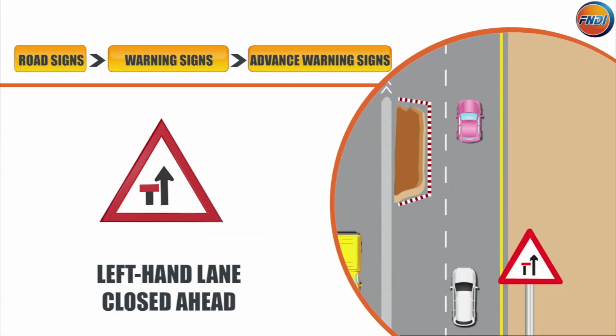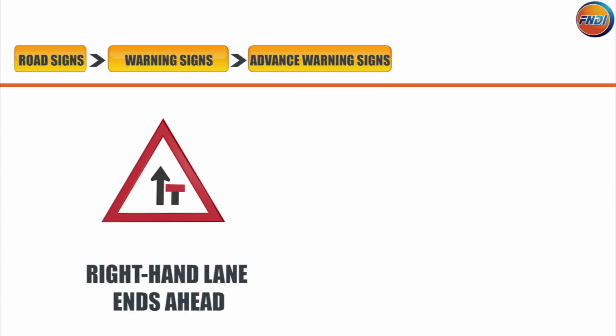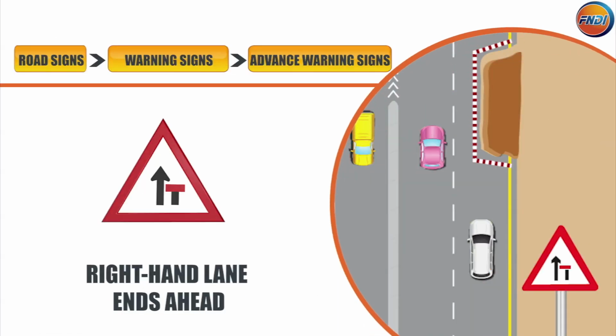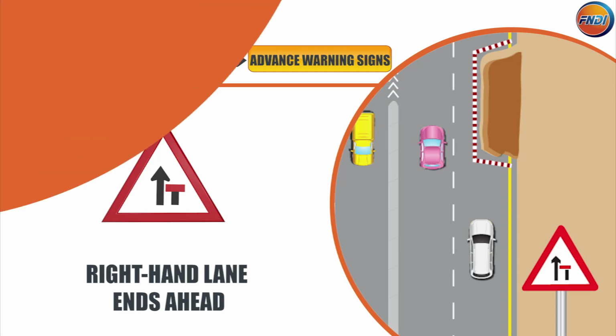Left lane closed ahead. This sign warns that the left lane is closed ahead. If motorists are on the left lane, they should move to the right lane. But if they are already in the right lane, then they should be careful of the vehicles joining in their lane from the left. It may be found in temporary situations. If the symbol is reversed on this sign, motorists must take precautions for the right lane closed ahead.